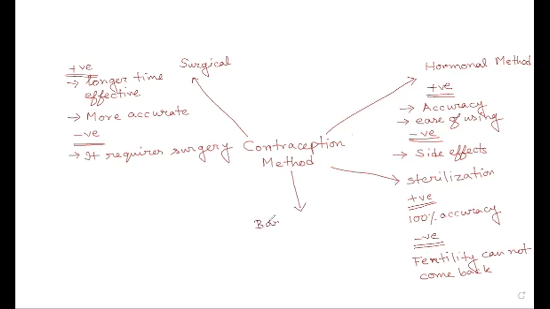So what about the barrier method? It can protect against STDs. So the best positive part is that most of them do, not all of them. Okay, only the male and female condom protect us from STDs. The others, the diaphragm, female shield, vault, and all of them, don't protect us from STDs. So we can write: protect from STDs.